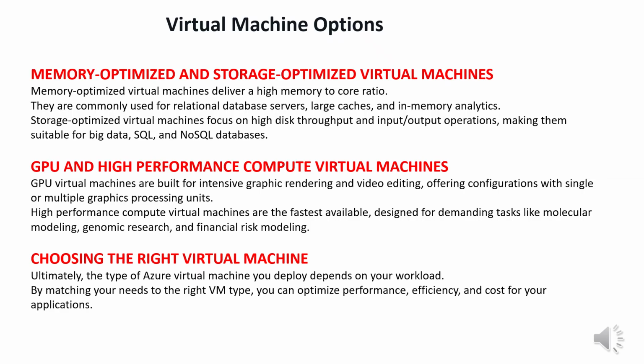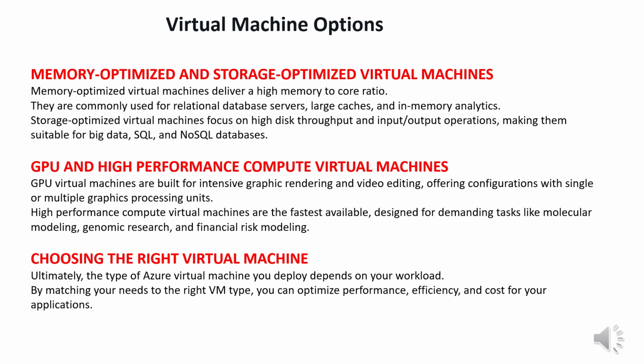Memory-optimized and storage-optimized virtual machines. Memory-optimized virtual machines deliver a high memory-to-core ratio. They are commonly used for relational database servers, large caches, and in-memory analytics.